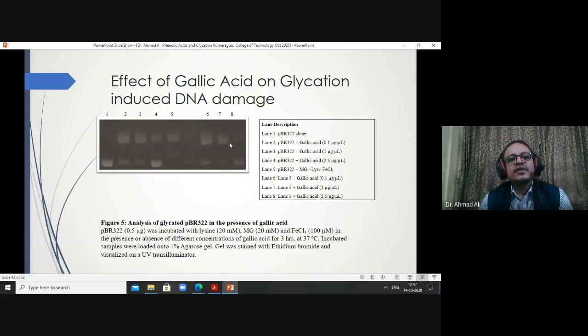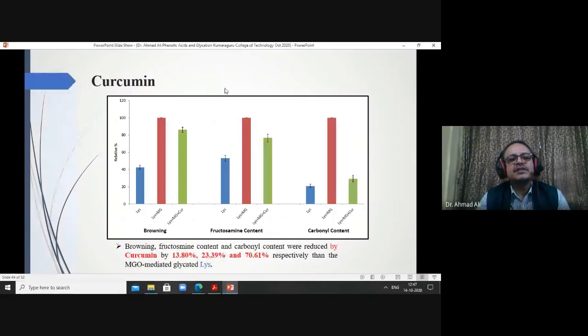We also checked the effect of curcumin on all these parameters. We used browning, fructosamine and carbonyl content. We can see here that carbonyl content, or advanced glycation products, was reduced significantly, by more than 70%.